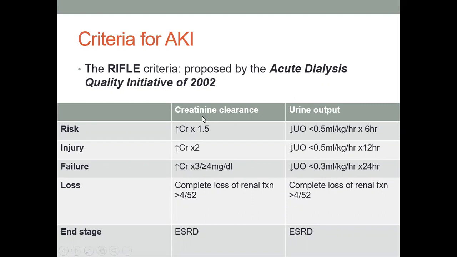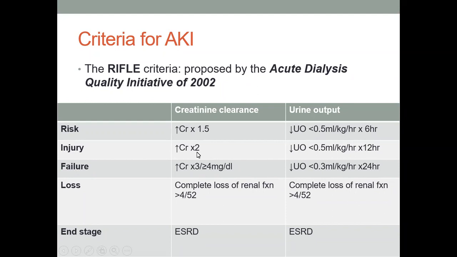And you can see that there's no glomerular filtration rate here. It's more of creatinine and urine output. So the two parameters used in the RIFLE criteria are creatinine and urine output. When the kidneys are at risk, creatinine increases by 1.5 times the normal level, and urine output is less than 0.5 ml per kg per hour for 6 hours.